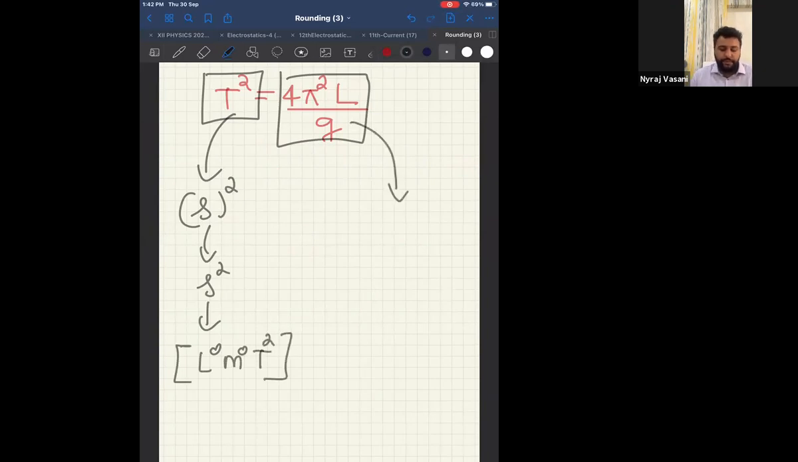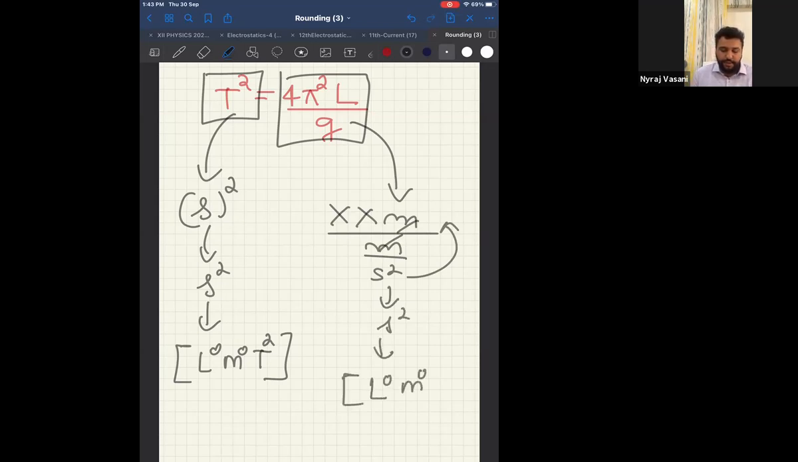Now, this one, 4 has no unit. Pi square has no unit. L is meter. And acceleration due to gravity is meter per second square. Meter and meter will cancel. Second square will go on top. Therefore, my answer will be second square. And therefore, it will be L0, M0, T2.